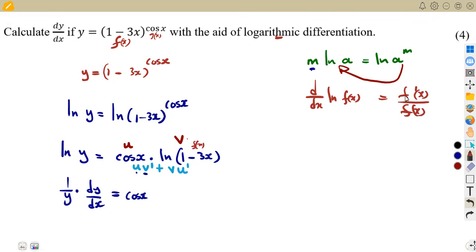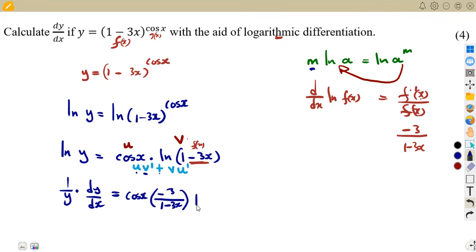So from this part, the derivative of f of x, which is the derivative of this part 1, that's a 0. The derivative of minus 3x is minus 3, over f of x as it is, which is the function of x, this part as it is, which is 1 minus 3x. So that's how we differentiate ln f of x. So meaning to say, here we are going to obtain minus 3 over 1 minus 3x like this.